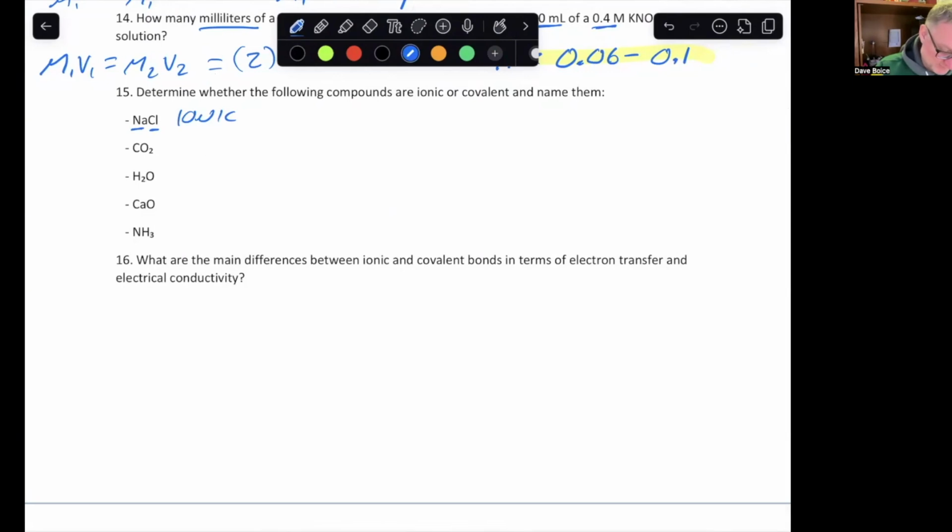Okay, and we're going to call that sodium chloride. So this is a monoatomic, so I'm going to change chlorine to chloride. If it was a polyatomic, I would just leave the name of the poly. CO2, this is two nonmetals, carbon and oxygen. And so this is going together as covalent.